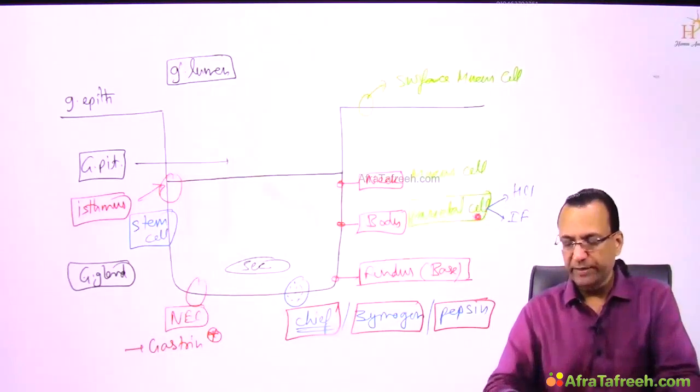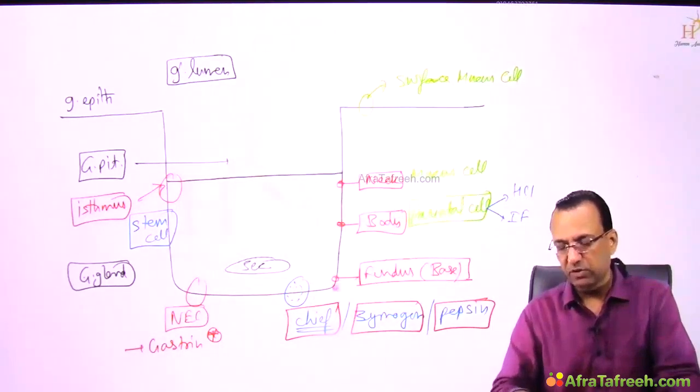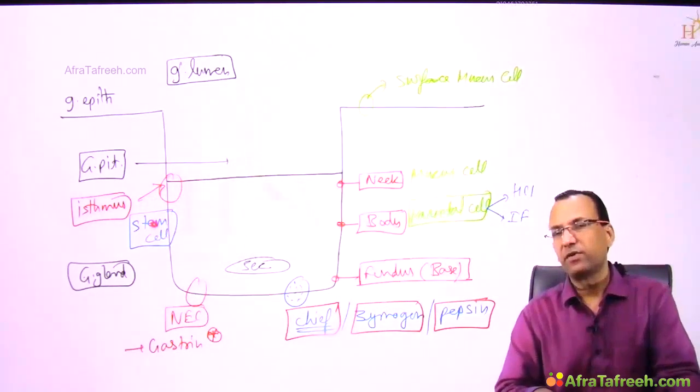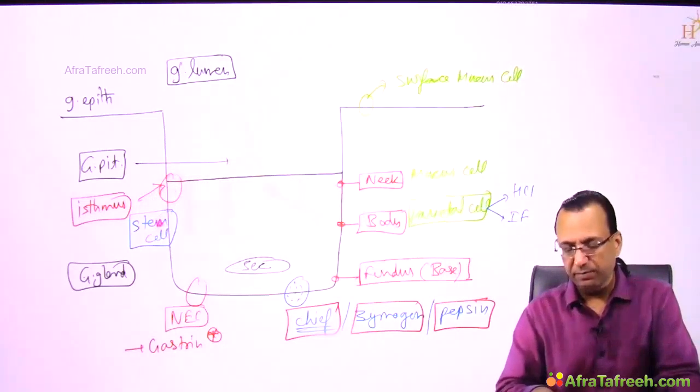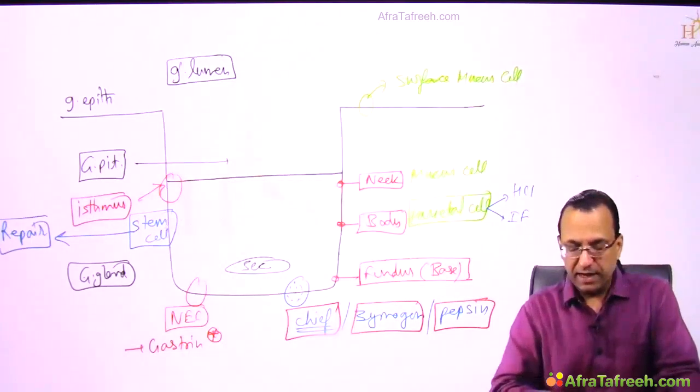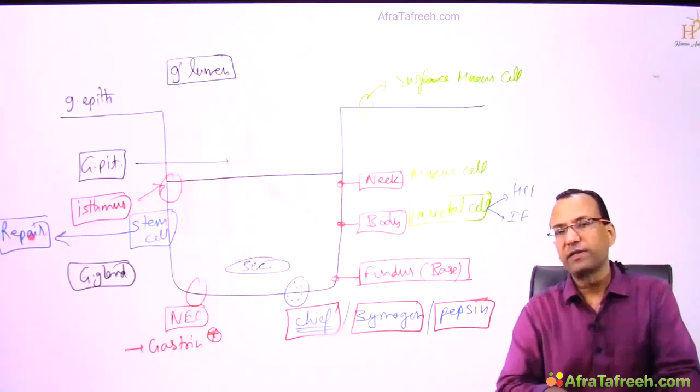Like we said, parietal is upper and chief is lower. So isthmus has a predominance for stem cells. And what is stem cell for? Stem cell is for repair purpose. And what kind of repair? Say for example, there was gastritis and it is doing post-gastritis repair.